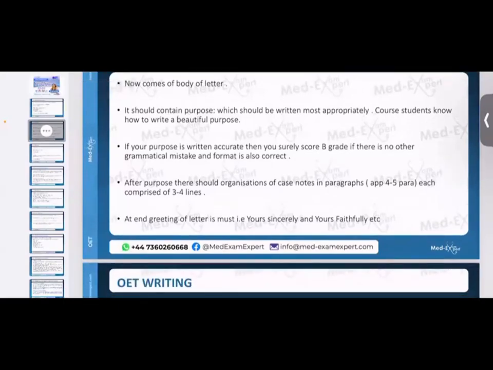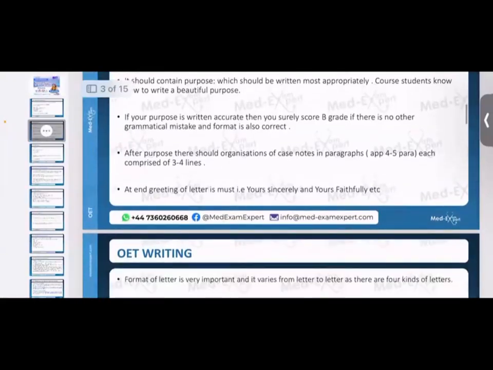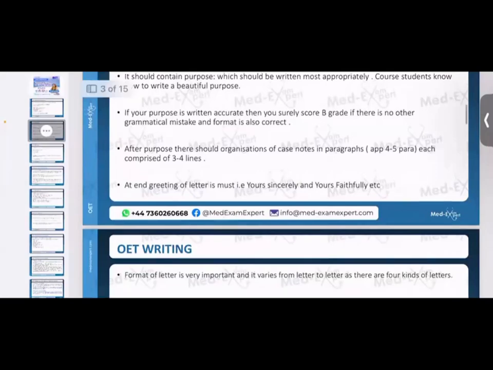approximately 4 or 5 paragraphs are more than enough. Each paragraph must have 3 to 4 lines. This is ideally the formula for keeping your word count in the normal range. And at the end, you have to end your letter with yours sincerely or yours faithfully. Again, this depends on which scenarios you have to write yours sincerely and in which you have to write yours faithfully.